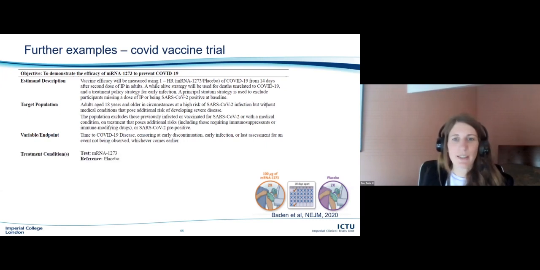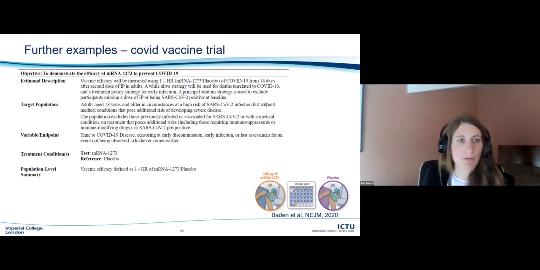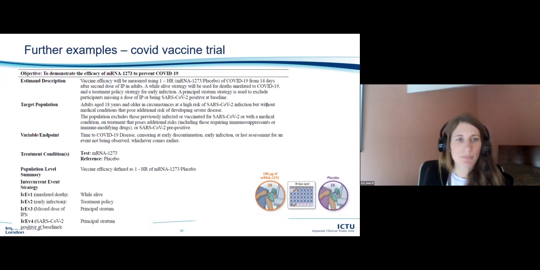Now, as you see here, their treatment conditions were specified quite simply as their mRNA vaccine as the test and placebo as the reference. And this is because for all their intercurrent events, they just clarified those separately, which we'll get to after the population level summary. So this was specified as vaccine efficacy, defined as 1 - hazard ratio for the test vaccine versus placebo.